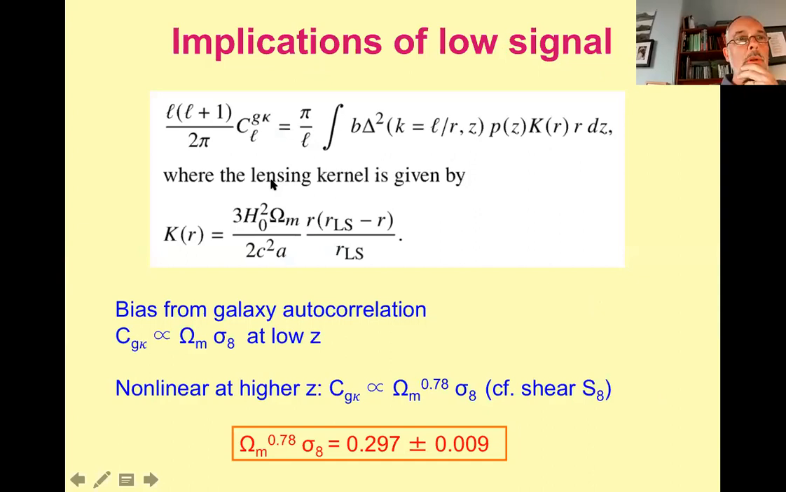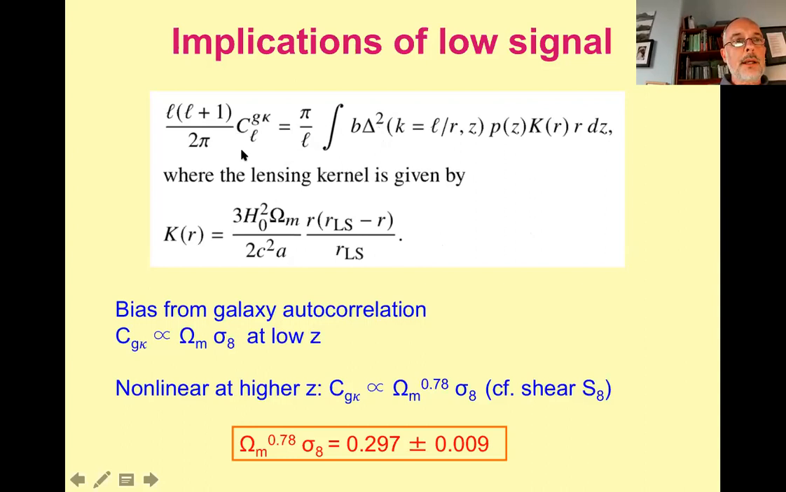So here is the equation that you use. This thing here is the cross power between the galaxies and kappa, the convergence, this dimensionless amplitude, the strength of gravitational lensing. It's a line integral over redshift. It involves this thing, delta squared, the matter power spectrum, which comes from the fiducial Planck model. And it has one power of the bias, as I explained. And we get the bias, as I explained, from the galaxy autocorrelation.